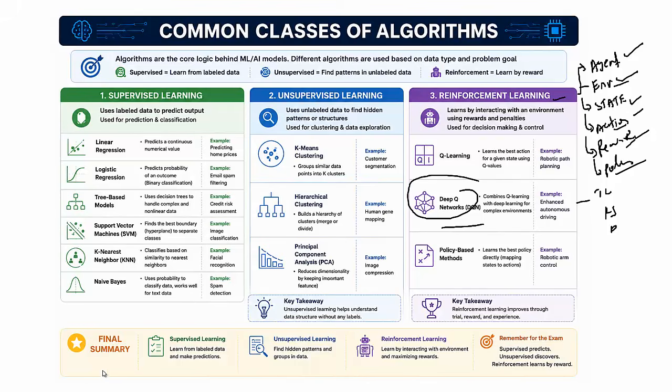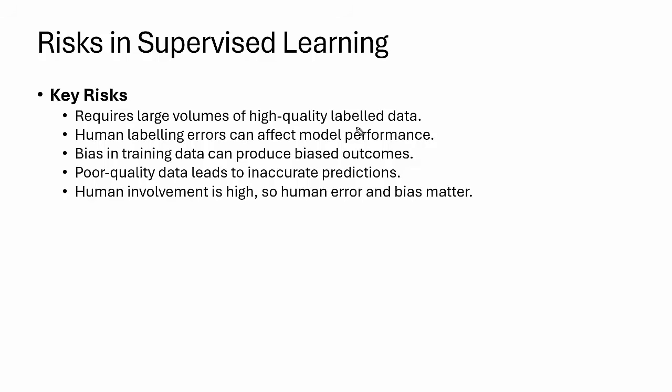So supervised learns from labeled data, unsupervised learns by finding patterns, and reinforcement learning learns by interacting with the environment and maximizing reward. So remember, supervised predicts, unsupervised discovers, reinforcement learns by the reward. That's something we have. So now we need to discuss the risk in supervised learning.